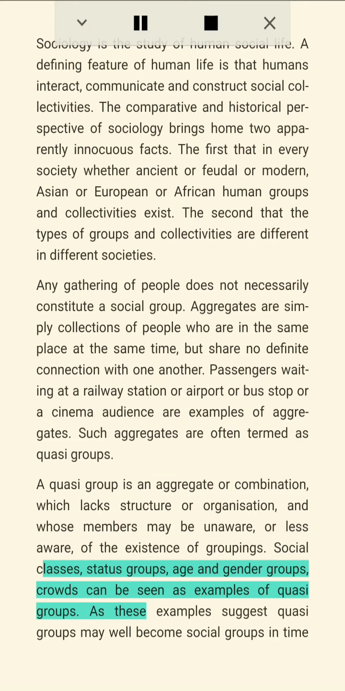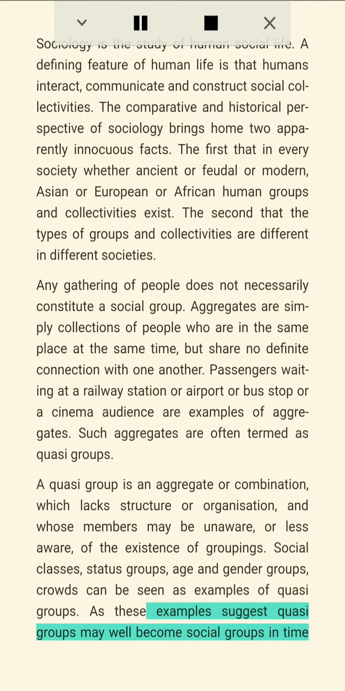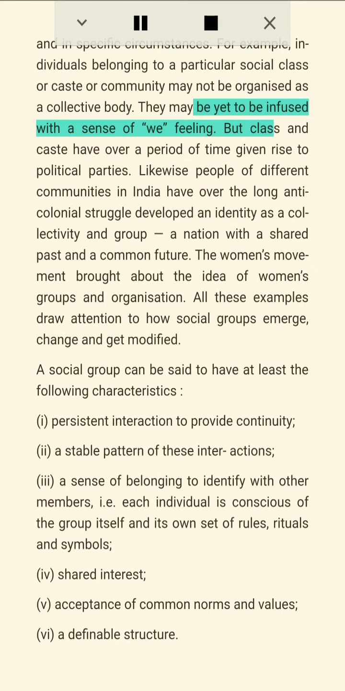Social classes, status groups, age and gender groups, crowds can be seen as examples of quasi groups. As these examples suggest, quasi groups may well become social groups in time and in specific circumstances. For example, individuals belonging to a particular social class or caste or community may not be organized as a collective body. They may be yet to be infused with a sense of we feeling. But class and caste have over a period of time given rise to political parties.